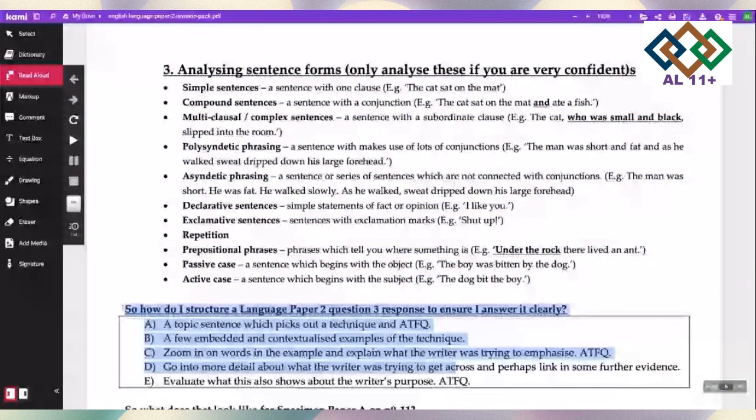So how do I structure a language paper? To question 3 response, to ensure I answer it clearly: A, a topic sentence which picks out a technique and a TFQ. B, a few embedded and contextualized examples of the technique. C, zoom in on words in the example and explain what the writer was trying to emphasize, a TFQ. D, go into more detail about what the writer was trying to get across and perhaps link in some further evidence. E, evaluate what this also shows about the writer's purpose, a TFQ.